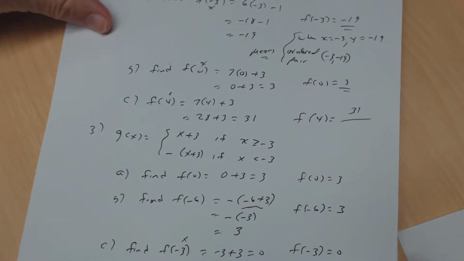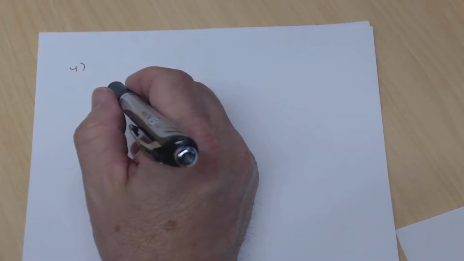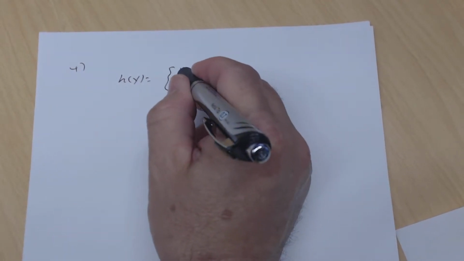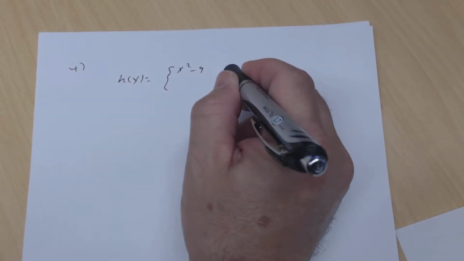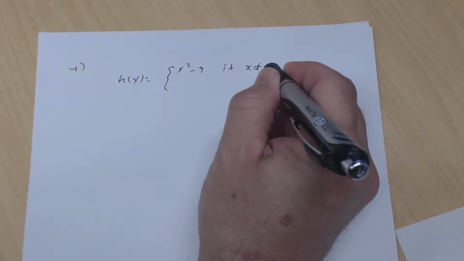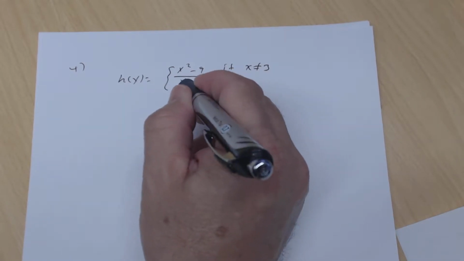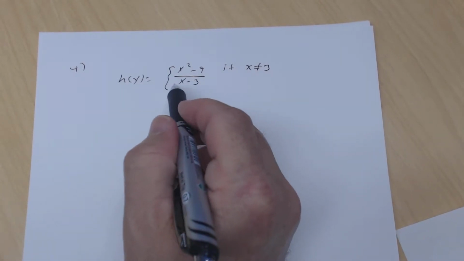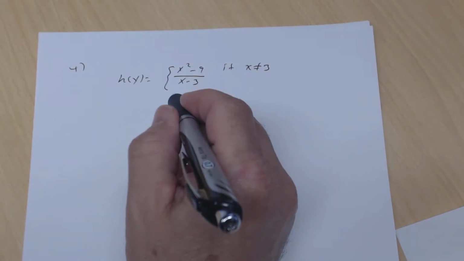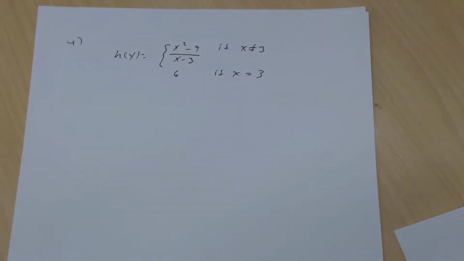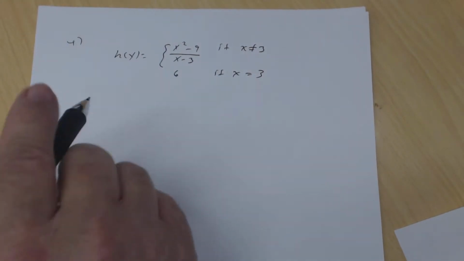All right, and then let's look at one more. So there's number 4. So we have h of x is going to be this piecewise function, x squared minus 9 over x minus 3 if x does not equal 3, and then 6 if x equals 3. Okay? All right, so let's think about this one.